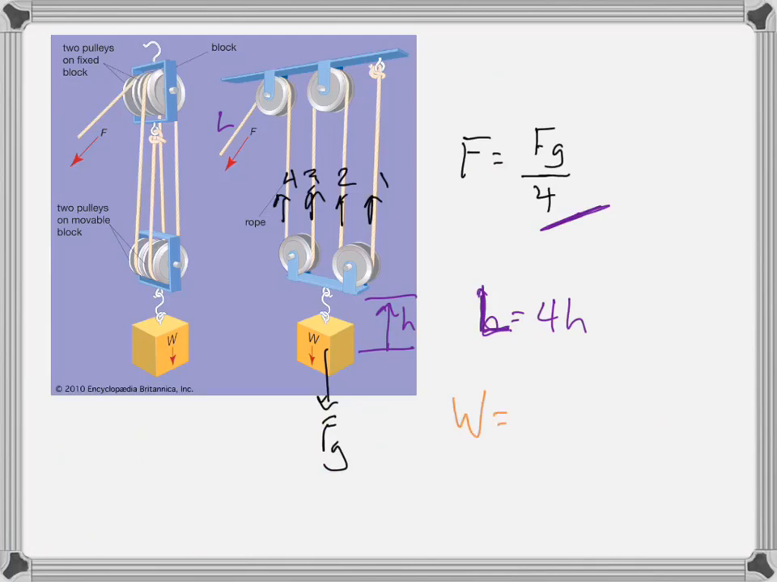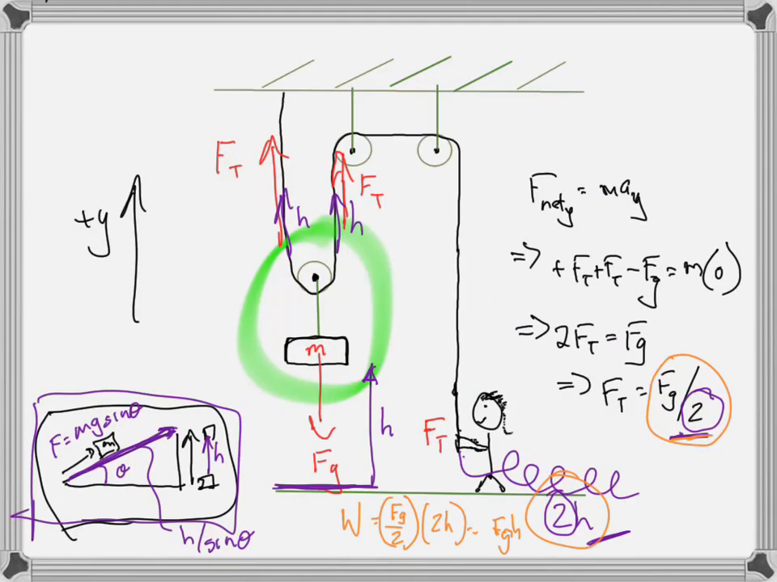And then same thing here, right? The work done is going to be the force that I'm pulling with, F sub g over 4, the weight, times the distance that I pull it, 4h. So the total work done is still the weight of the body times h. So the work is the same in all three cases. So you can see that force is not a conserved quantity, work is.